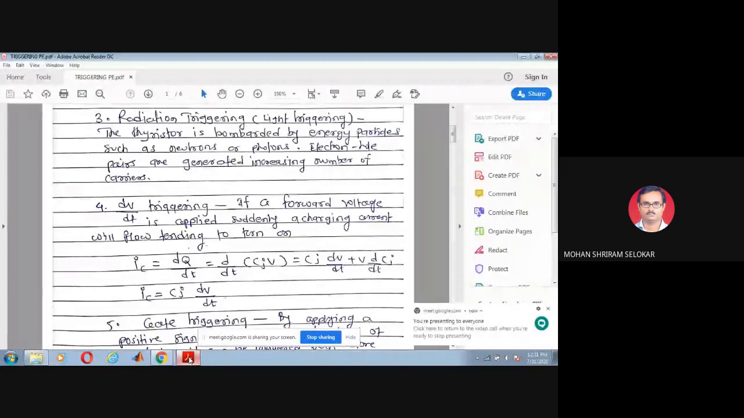So far we have seen three methods of triggering: thermal triggering, radiation triggering, and forward voltage triggering. There is another method of triggering called dv/dt triggering. What is meant by dv/dt? It means a sudden increase in the voltage for the time being. Understand? dv/dt is the voltage applied, but with a sudden increase in it.